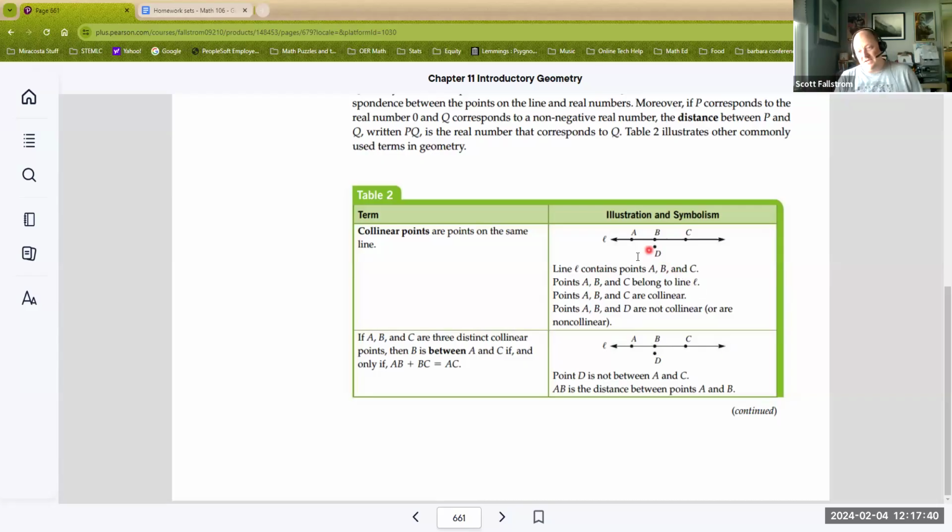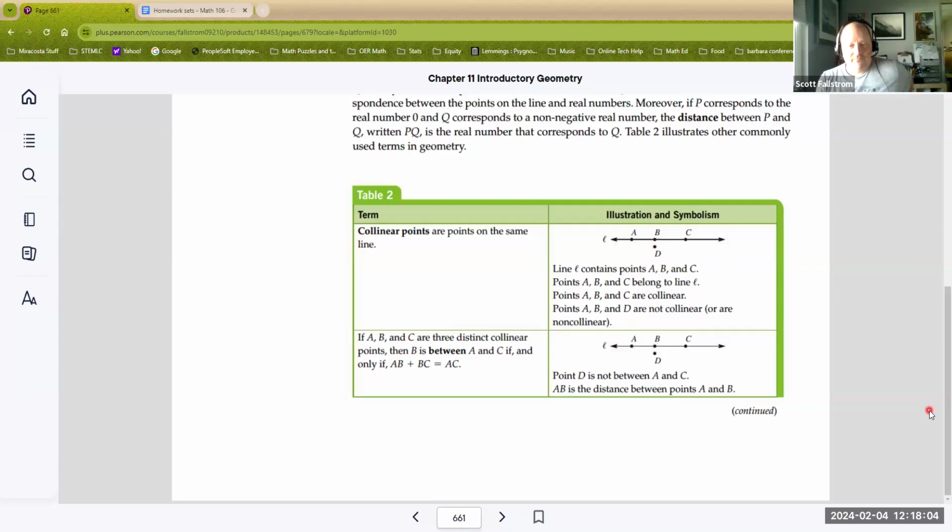Now take a look at D. D is not on the same line as A and B. So you could say A, B, and D are not collinear. Sometimes they'll say non-collinear, but most people just say not collinear. There we go. Done.